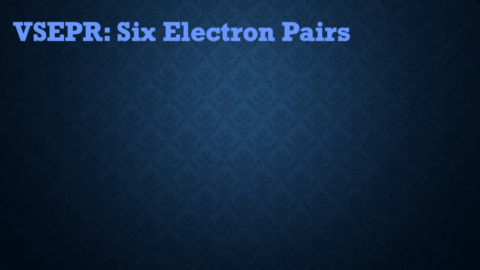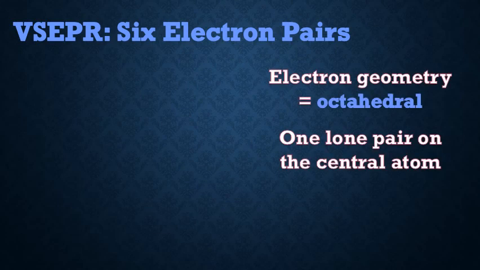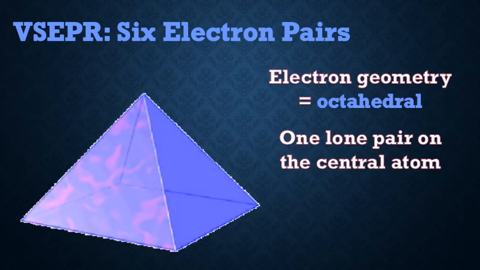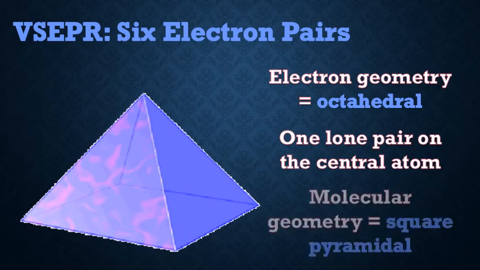Again, this is not something you have to know. You would be allowed a table to read this. Now, if the electron geometry starts out as octahedral, and you have 1 lone pair on the central atom, then we say the shape is square pyramidal. As you can see, I've put a square pyramid on here. The base is square, and the shape forms a pyramid. That's where it gets its name.